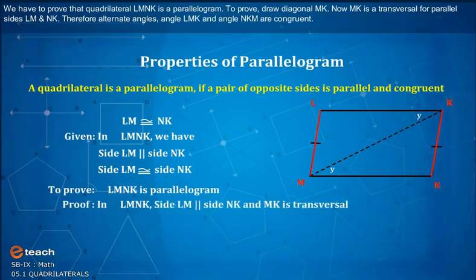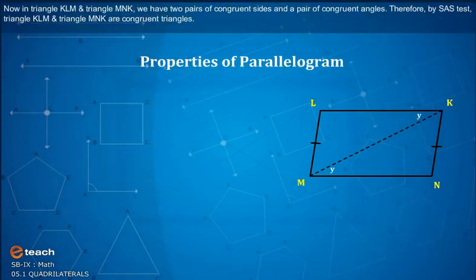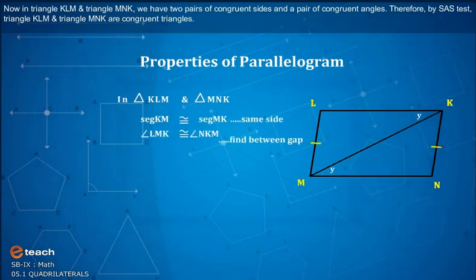Now, MK is a transversal for parallel sides LM and NK. Therefore, alternate angles, angle LMK and angle NKM, are congruent. Now in triangle KLM and triangle MNK, we have two pairs of congruent sides and a pair of congruent angles. Therefore, by SAS test, triangle KLM and triangle MNK are congruent triangles.